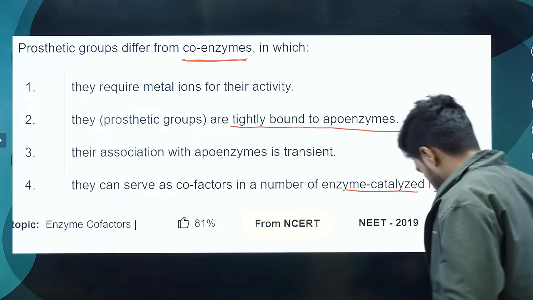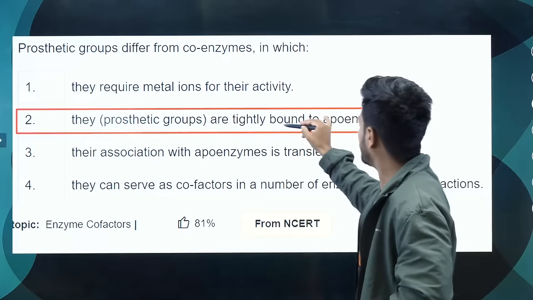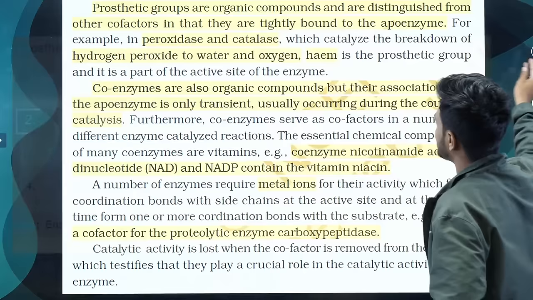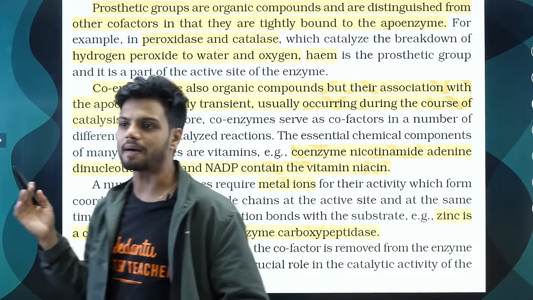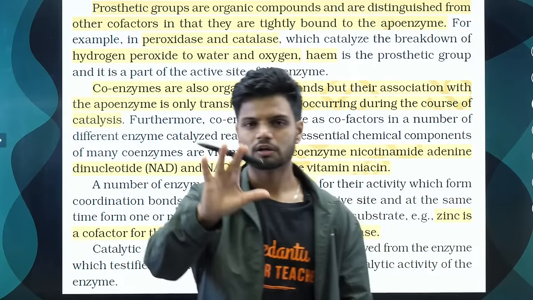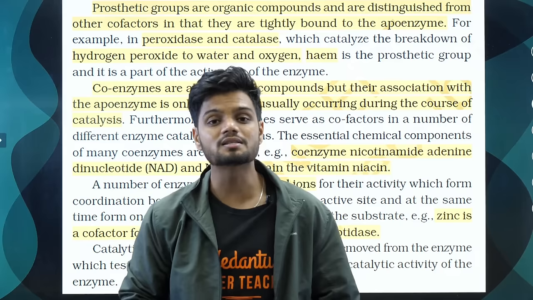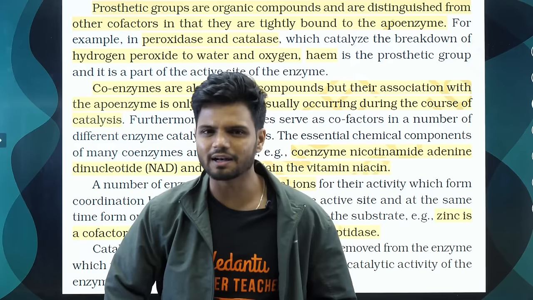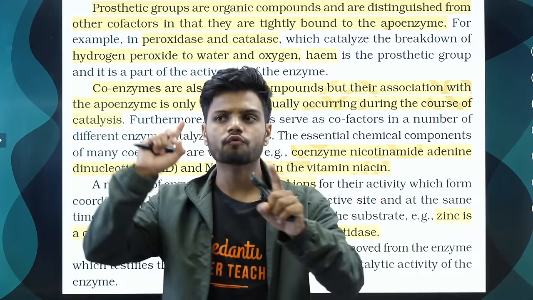That is, prosthetic groups are tightly bound to the apoenzyme. If you look at this paragraph, students, you will get at least around 5 PYQs. And you can expect one more PYQ again this year from this paragraph alone. So can I tell you this paragraph? Give me 2 or 3 minutes. Let me tell you what you need to know from this paragraph alone. Ready?